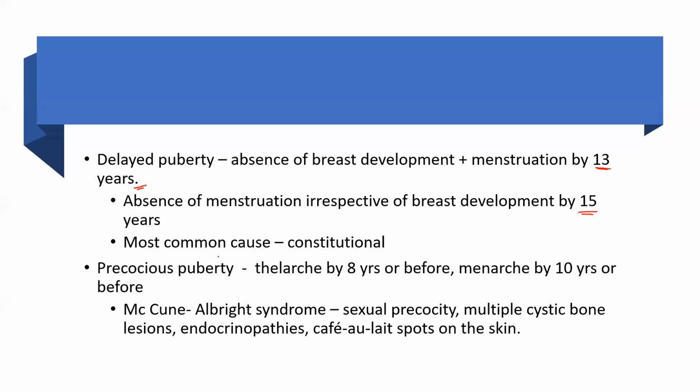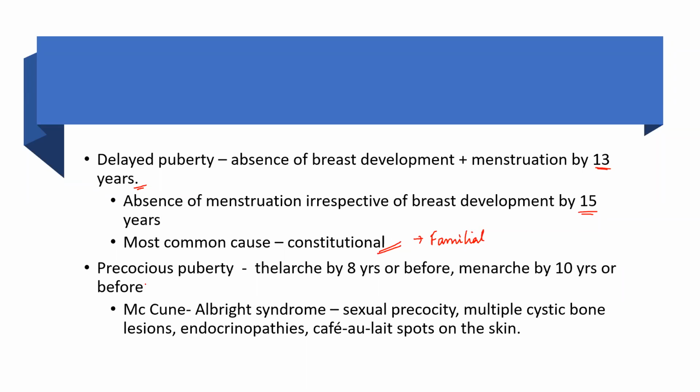The most common cause of delayed puberty is the constitutional cause. Now, when we talk about constitutional cause, it even can be a familial history. Remember, it can be a familial history. It can be any other physiological delay.